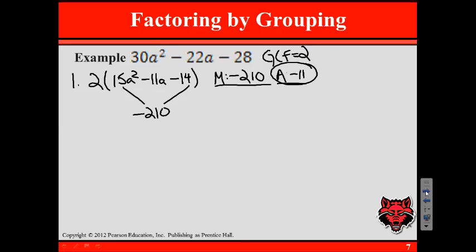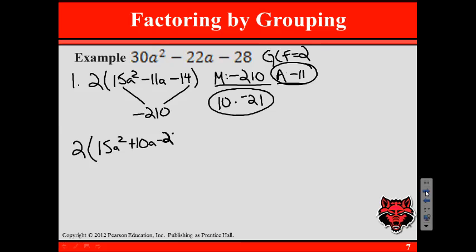So go through and find the factors that will multiply to give you 210. Make sure that the sum is negative 11. And you will find that 10 times negative 21 is the factor group you want. So we put those two factors into the original polynomial. We then create two groups with the 4 terms inside parentheses.